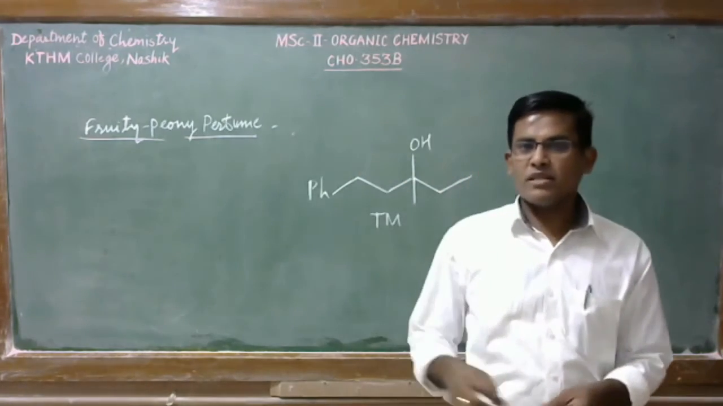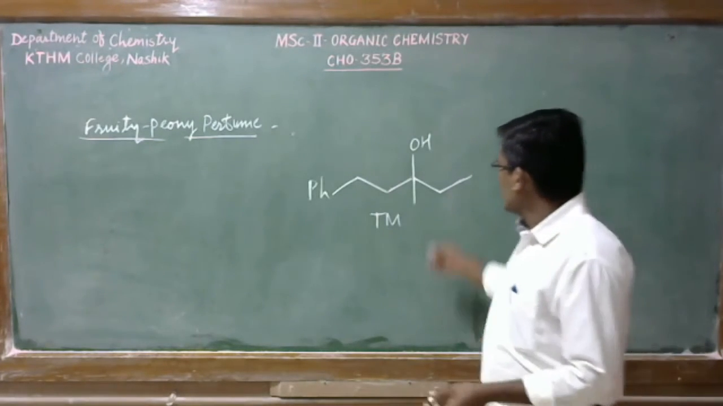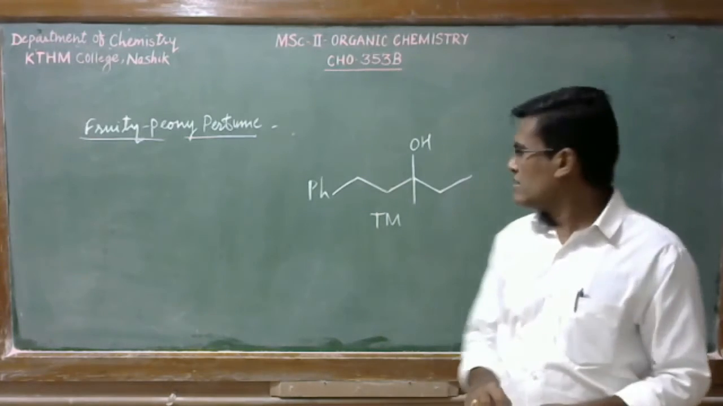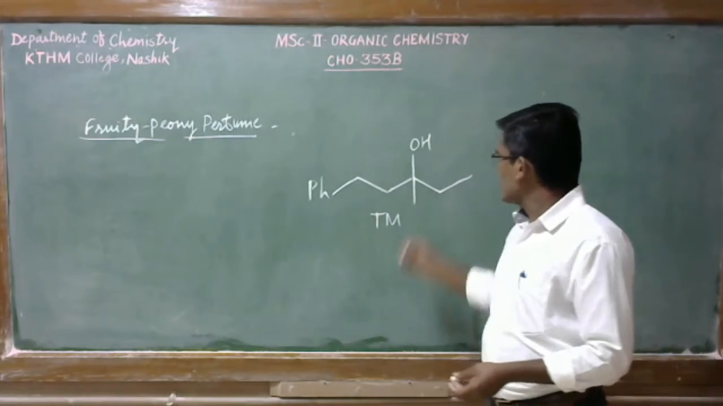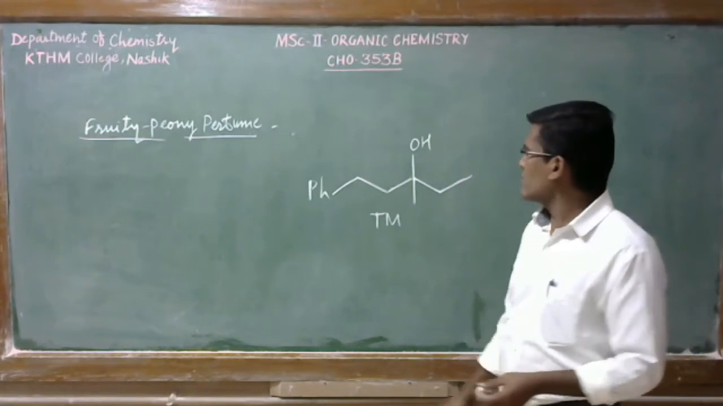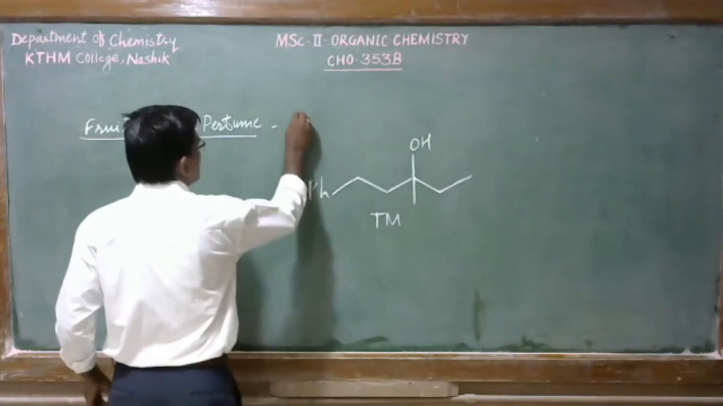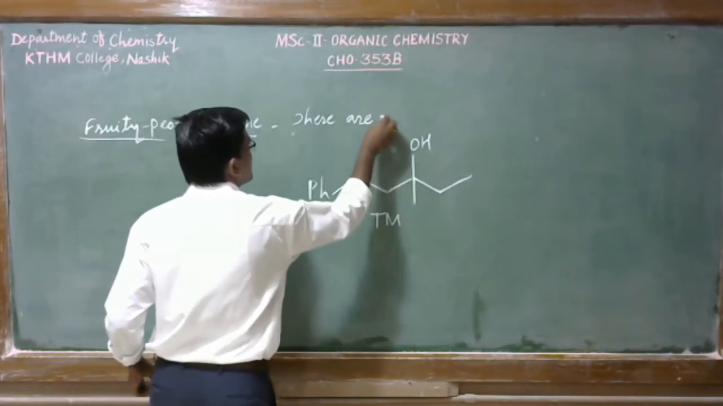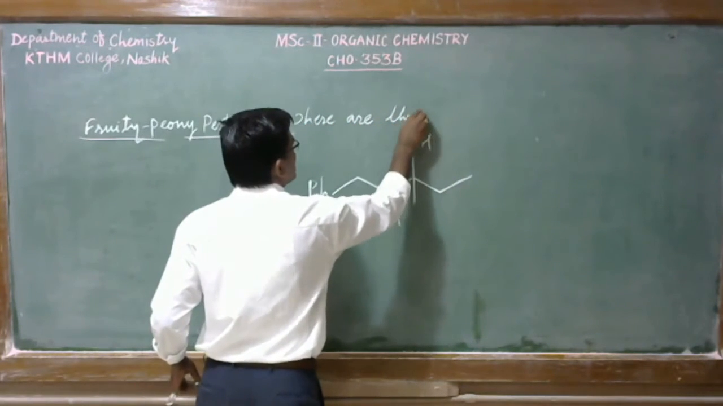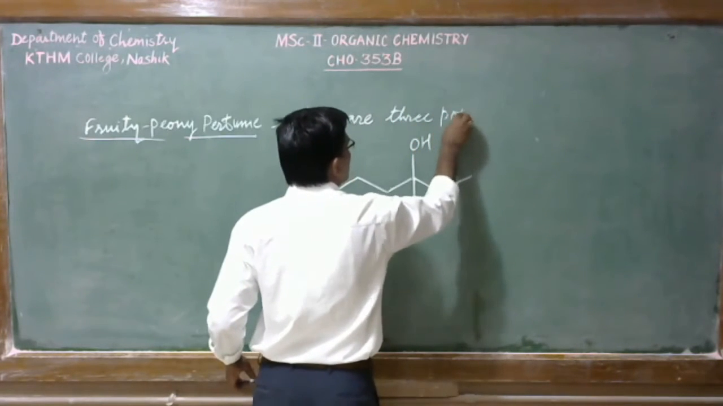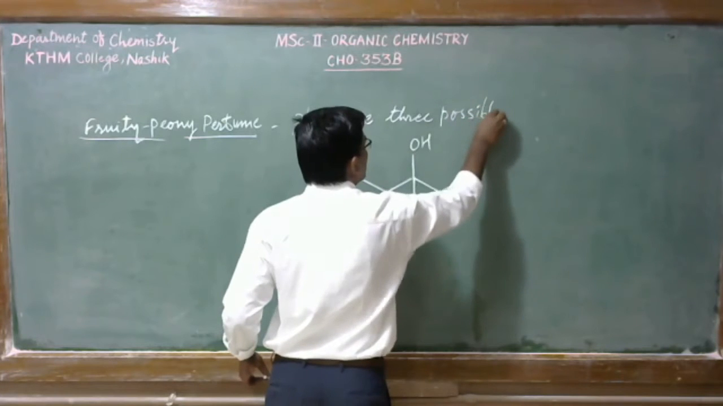This is the target molecule. When you look at this molecule, you will observe there is the presence of a tertiary alcohol. So, in this molecule, there are 3 possible disconnections.